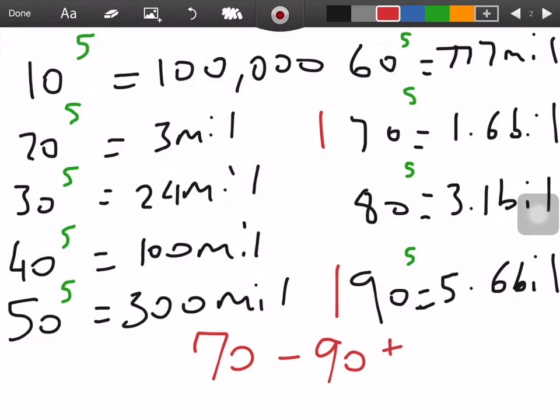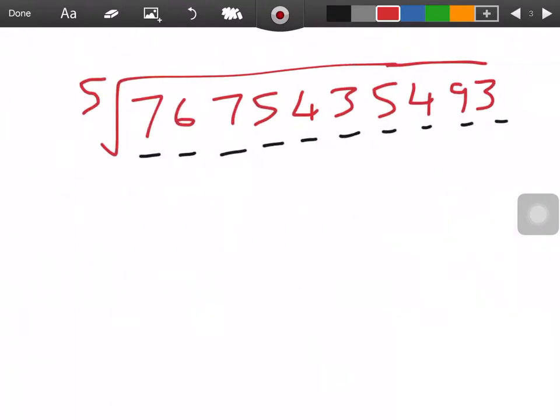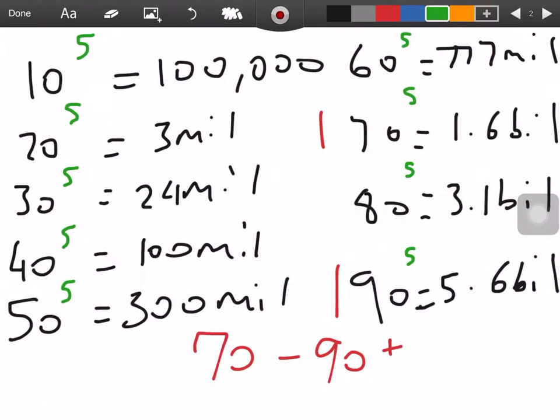So that's a good start. We know it's between 70 and 90 plus, and we know that for fifth roots, our second digit will always be the last digit of the number. What I mean is this part here, so it will be 3. We put 3 here, and then we look at the leading digits here, 7.